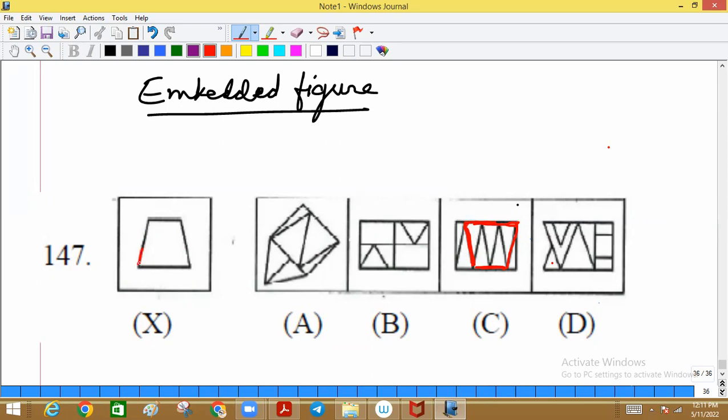Bottom. It is inverted. Inverted. It is inverted, no?